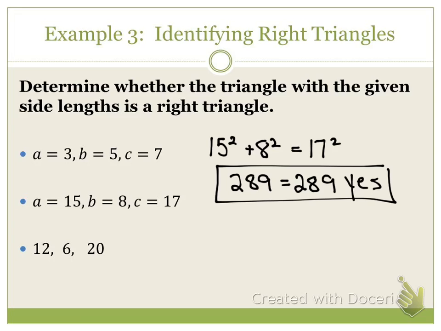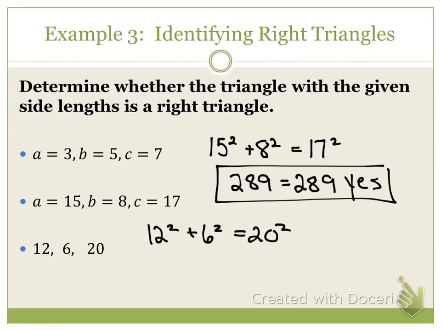Now on the third one, just like I said a few minutes ago, this one doesn't tell me this is my a, this is my b, this is my c. This is like your homework tonight too. So just know your first number is your a, your second one's your b, your third one's your c. Okay? So 12 squared plus 6 squared equals 20 squared.